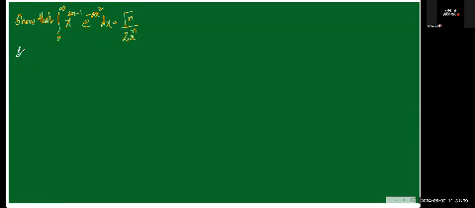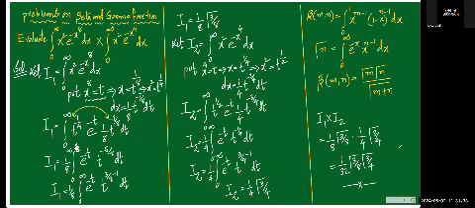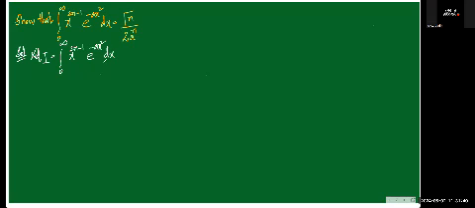So same thing. Let us assume that I is equal to integral 0 to infinity x power 2n minus 1 e power minus ax square dx. Now look at the gamma function definition, it is this one: e power minus x, x power n minus 1. What is in our question? e power minus ax square. So what type of substitution do we have to take?